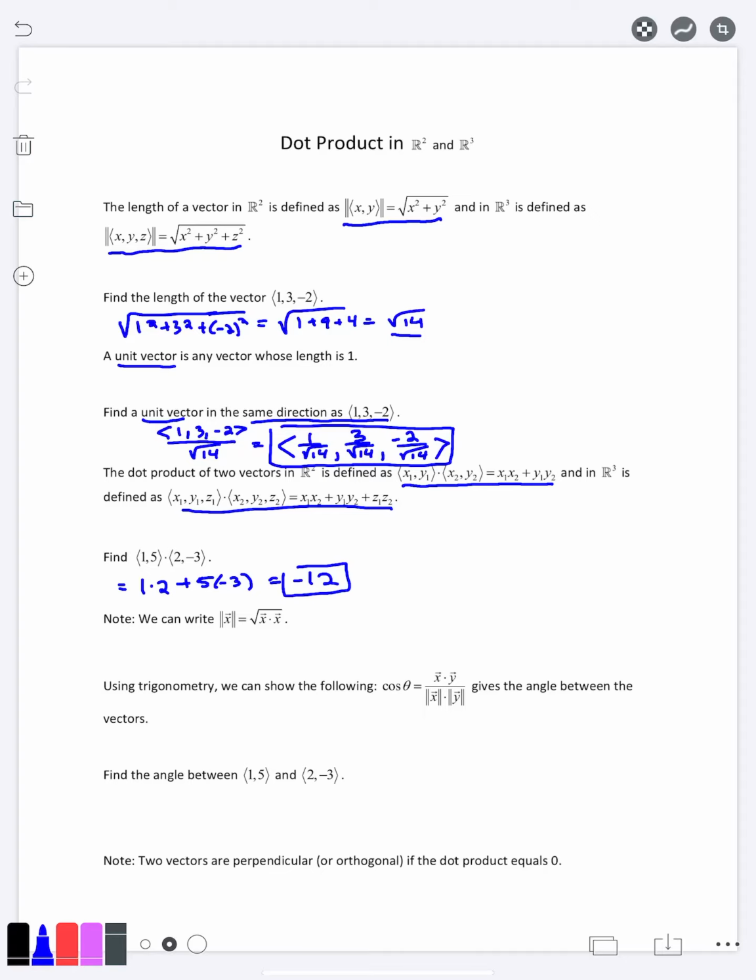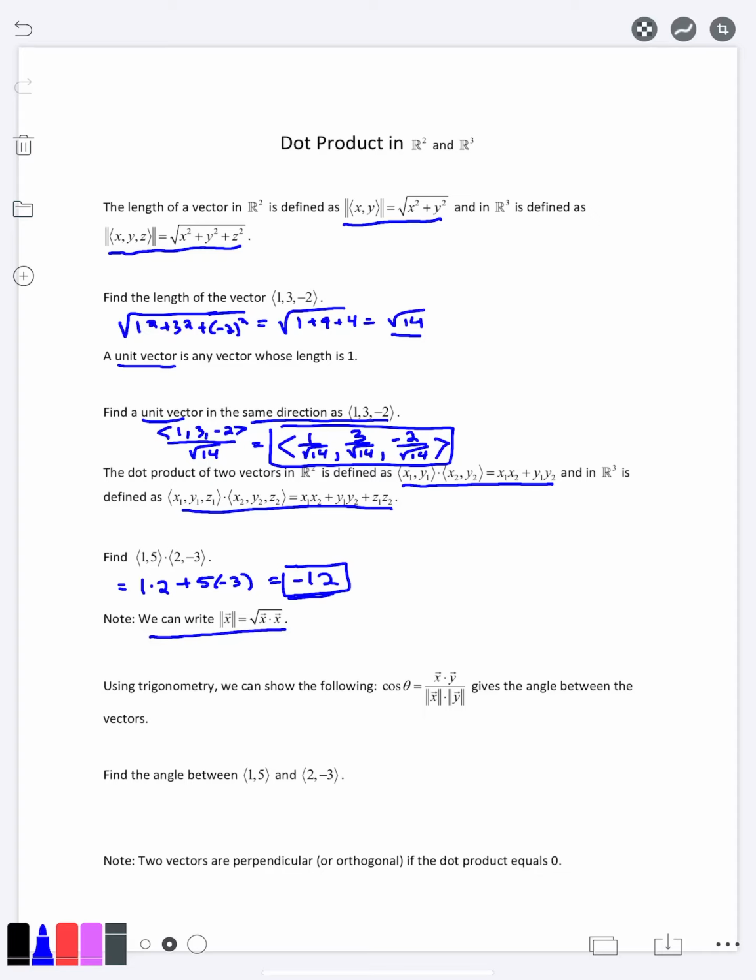Now I do want to point out something here. Even though we started with two vectors and multiplied them, when we do the dot product, the answer is actually going to be a scalar, or just a number here. This answer is not a vector itself. That's one of the important features of the dot product. And as a result, using the formula here, if you take a vector, dot product it with itself, and square root it, that's the same as the length of the vector.